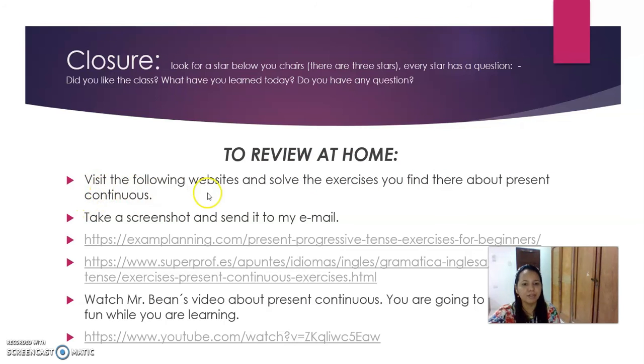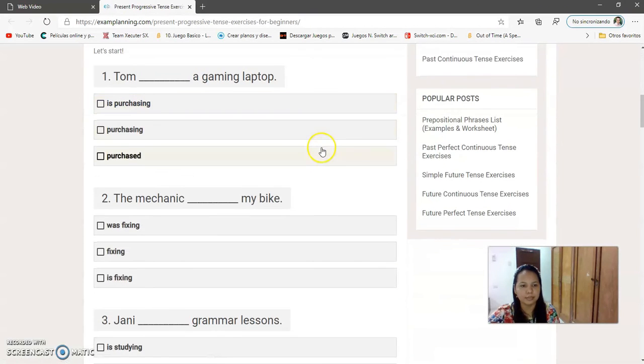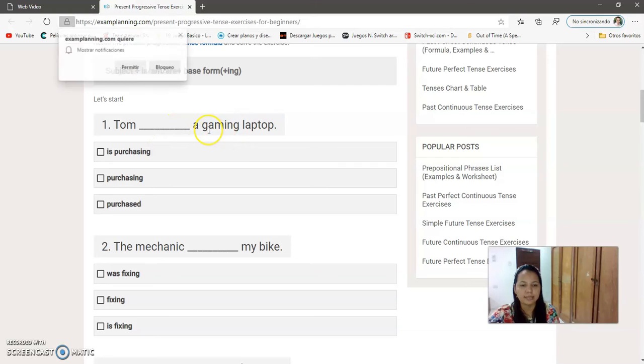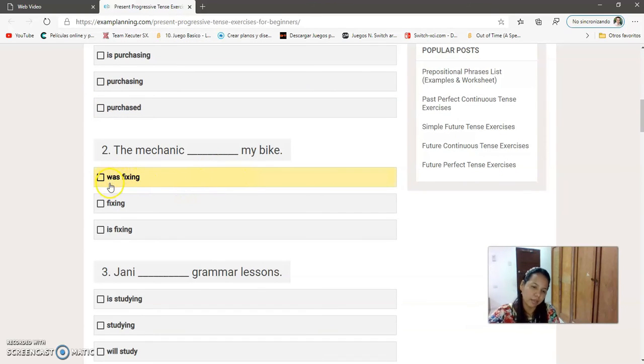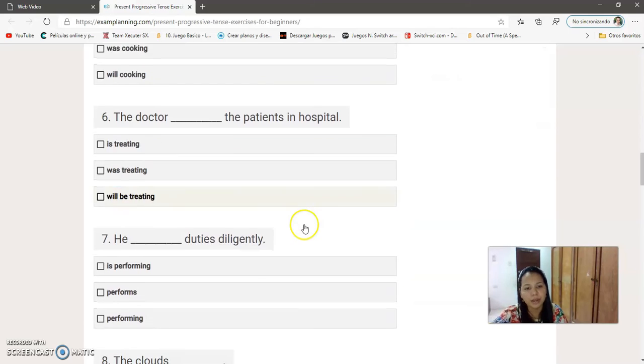For example, visit the following websites and solve the exercises you find there about present continuous. Take a screenshot and send it to my email. Here we have a website, and students will find some exercises about present continuous. They need to choose the right answer. And after doing these exercises, they need to take a picture and send it to me.